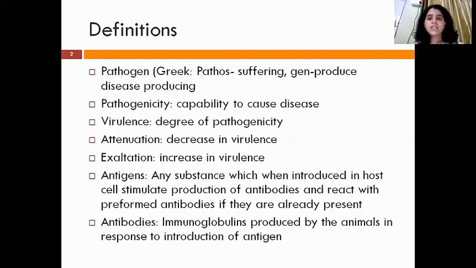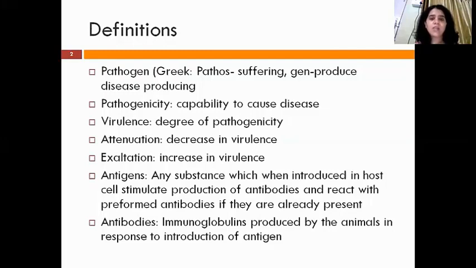Antigens. Now, what are antigens? Antigens are usually substances which are produced in microbes, and when introduced into the human body, or not only the human body but any host cell, they result in the stimulation of production of antibodies. And these antibodies will react with these antigens, and if it is a second exposure to the antigen, then whatever antibodies are present inside the host cell will react with the antigens.